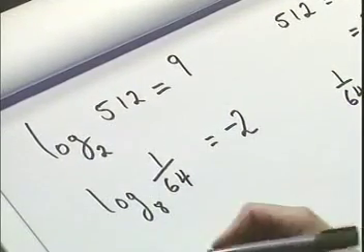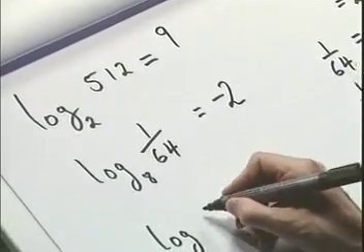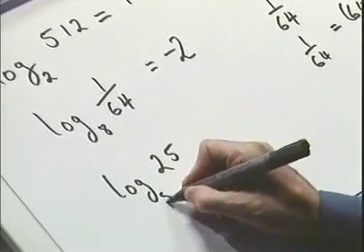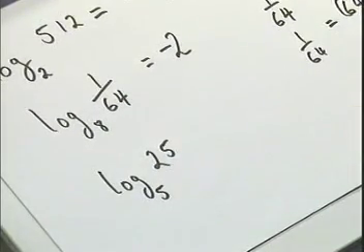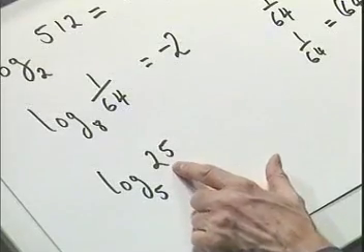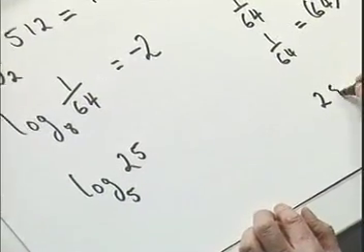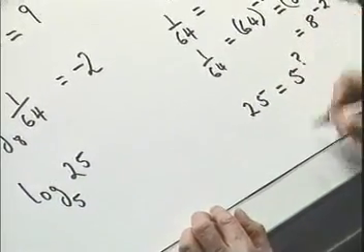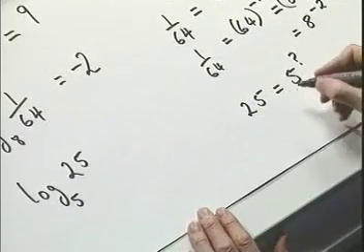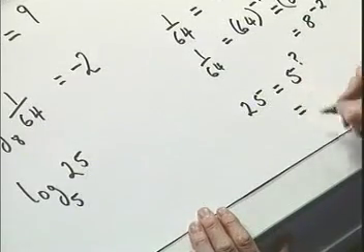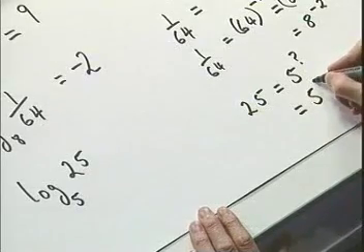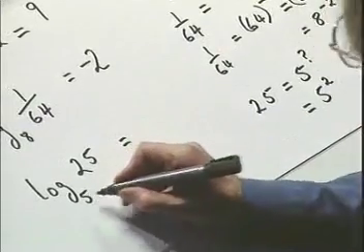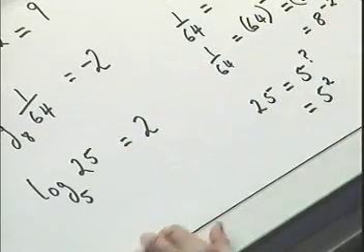What about the log of 25 to base 5? Well, this is the same as asking, what is 25 written as 5 to the power? What's that power, that index? What goes there? Well, what we do know is that it's 5 squared. And so the log of 25 to base 5 is just 2.